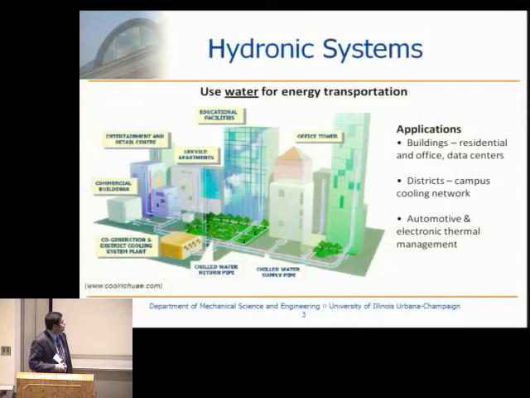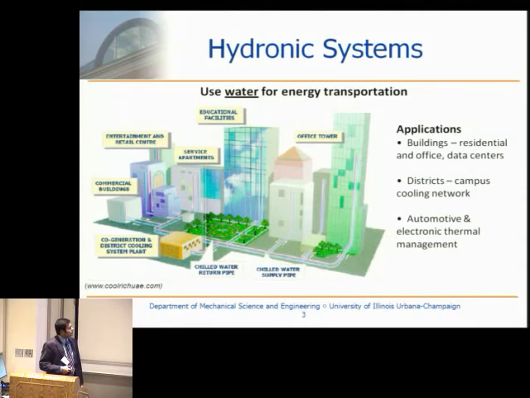So hydronic systems are thermal management systems which use water for the transport of energy. And the most common applications of these systems are for the heating and cooling of buildings, which includes residential buildings, commercial buildings, data centers, etc. On a much larger scale, the application is for cooling or heating of entire districts. And here on the left is the schematic of a typical district cooling system, where chilled water is being supplied to all the various buildings in this system so as to meet their individual cooling requirements. On a much smaller scale, there are some applications like, for example, in the thermal management of automotives or for cooling of electronic circuitry.